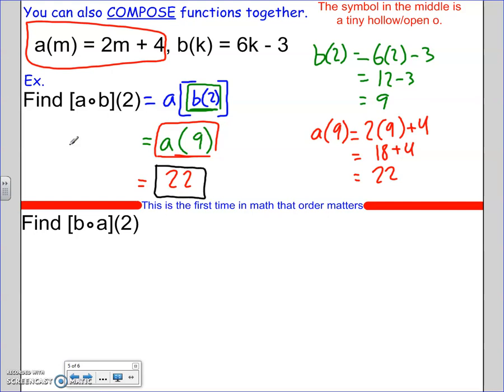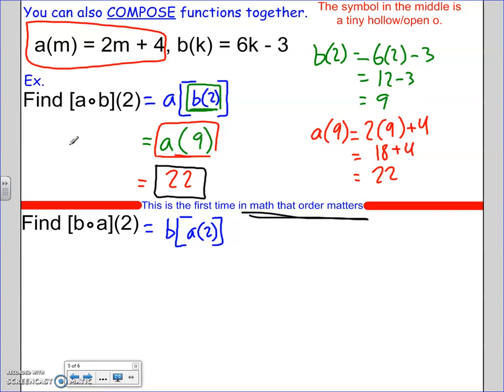Now, this is the first time in math that order will matter. So I'm going to do it backwards now and see what I get. So instead of A composed of B of 2, I'm going to do B composed of A of 2. So I'm going to write this a nice way. So this is really B of A of 2. The 2 goes for A now and not B.